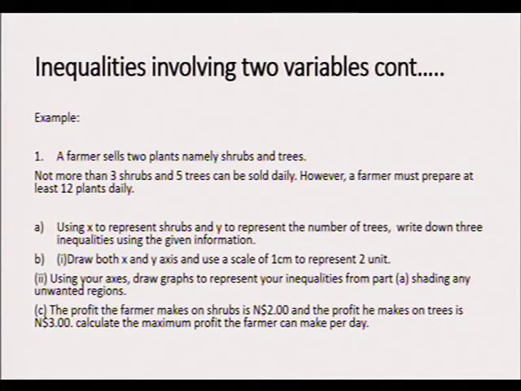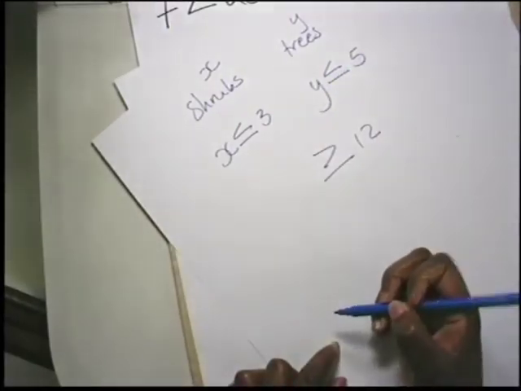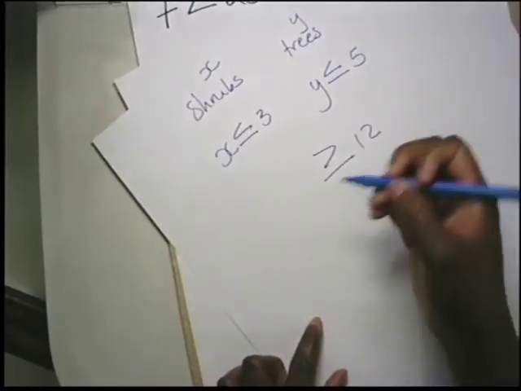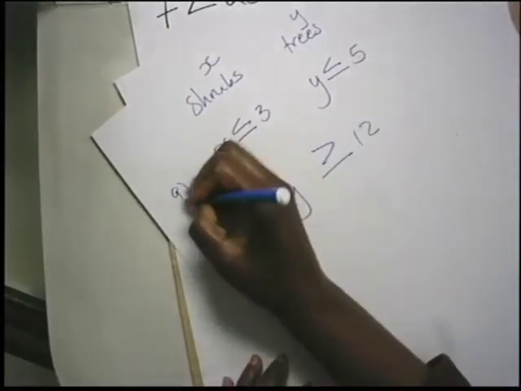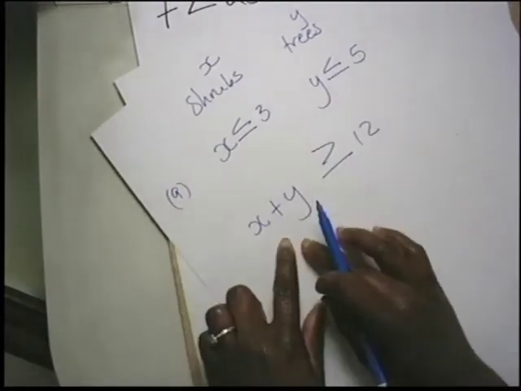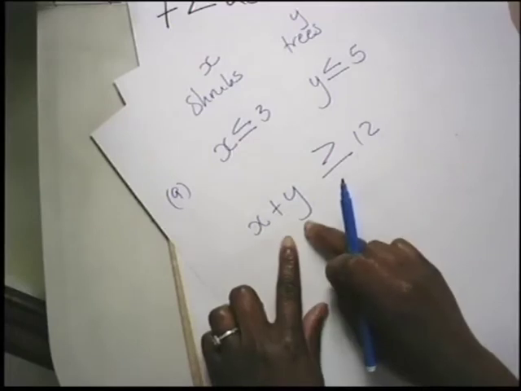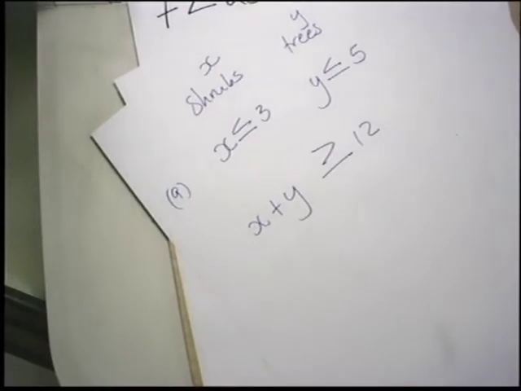So then this is going to be x less than or equal to 3, and this is going to be y less than or equal to 5. And the other inequality is this one: a farmer must prepare at least 12 plants daily, meaning x plus y should give you that. All right, that is question A already. These are the three inequalities: x less than or equal to 3, y less than or equal to 5, and x plus y is greater than or equal to 12. All right, let's move on to B.